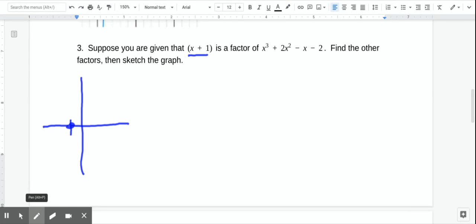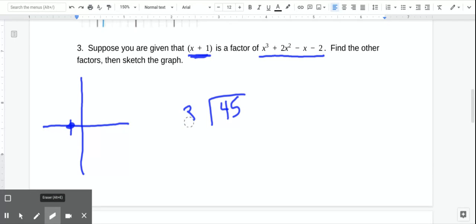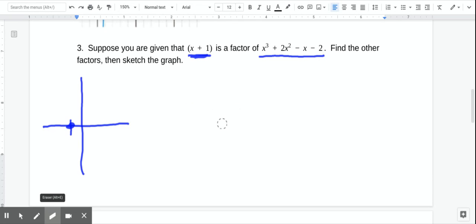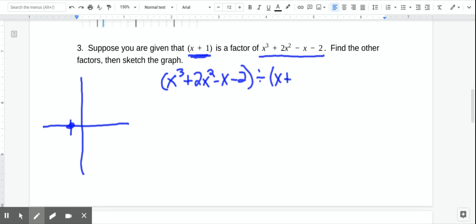Now, if x plus 1 is a factor, that means it divides evenly into this, because that's what factors do. If I tell you that 3 is a factor of 45, that means 3 goes into 45 evenly. So that's what we're going to start by doing, dividing this. We can use long division or synthetic division, but either way, we need to take our original function and divide it by the one factor that we know.